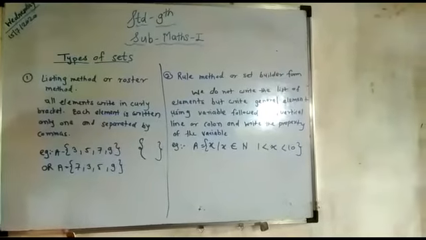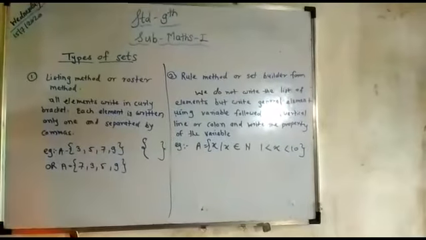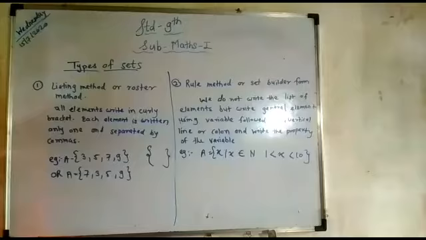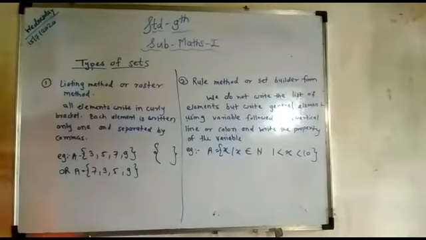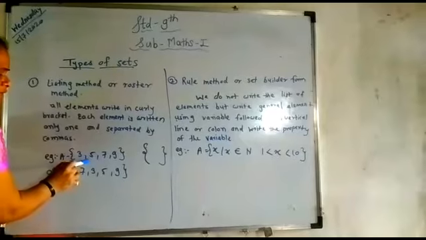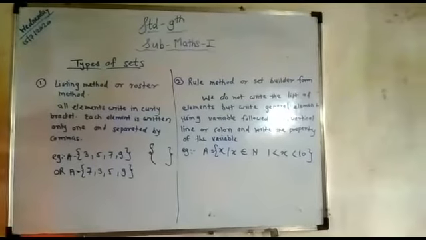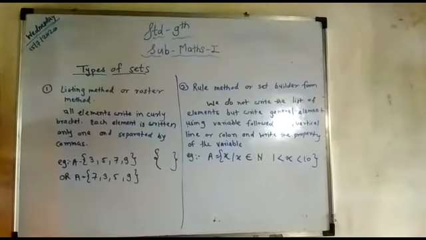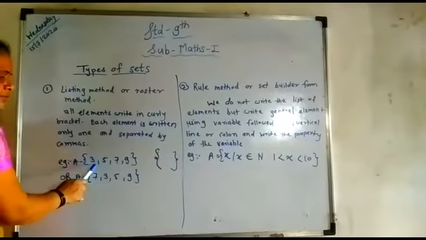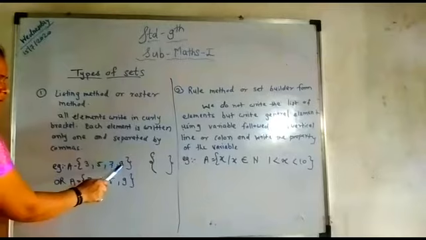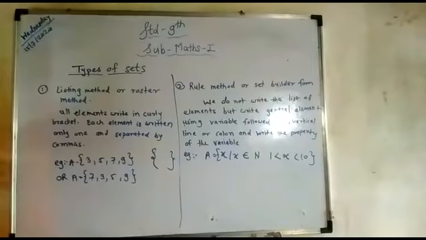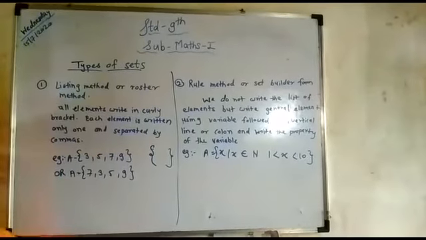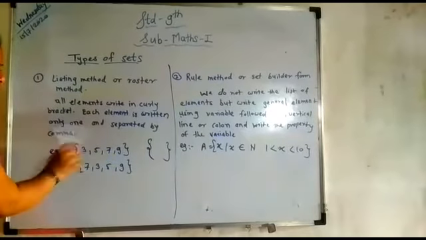Each element is written only once and separated by commas. In that set, all elements are written only one time, and between two elements we put a comma. For example, A is equal to {3, 5, 7, 9}. If in that set a number is used two times, for example 7 is repeated, then we write the 7 only one time in the brackets.